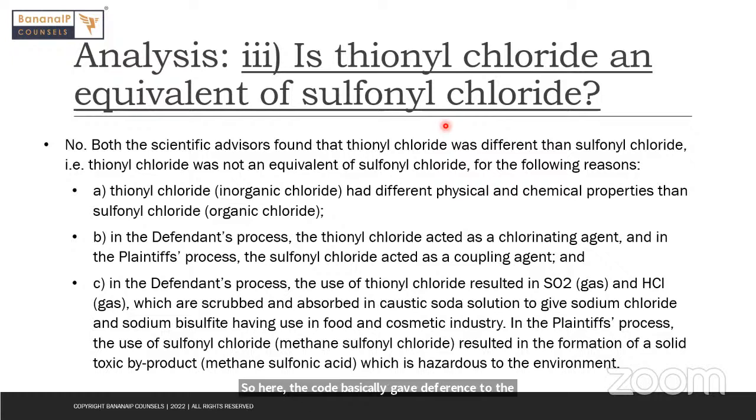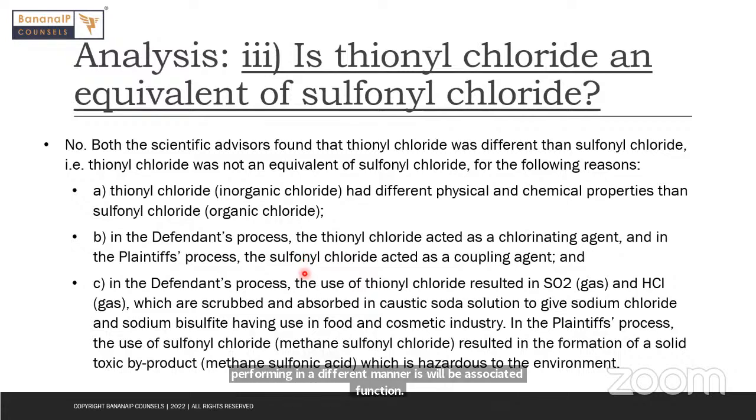Here, the scientific advisor said that thionyl chloride was different than sulfonyl chloride for the following reasons. The first one was that thionyl chloride is an inorganic chloride, whereas sulfonyl chloride was an organic chloride, and as a result, it had different physical and chemical properties. The second thing was that thionyl chloride in the defendant's process acted as a chlorinating agent, whereas in the plaintiff's process, the sulfonyl chloride acted as a coupling agent. So in other words, it was performing a different function here. And also the chlorides were performing in a different manner as well, the associated function.